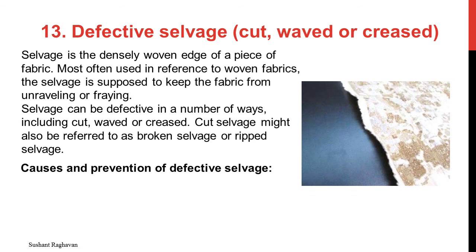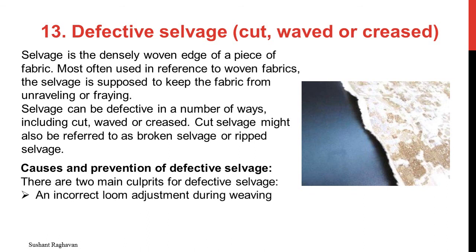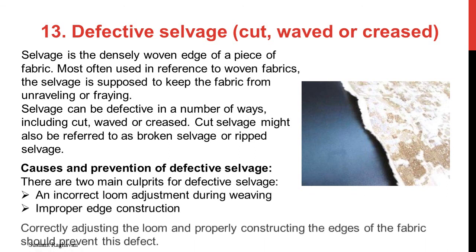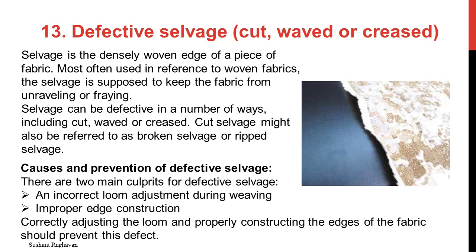Causes and prevention of defective selvage. There are two main culprits for defective selvage: incorrect loom adjustment during weaving, and improper edge construction. Correctly adjusting the loom and properly constructing the edges of the fabric should prevent this defect.